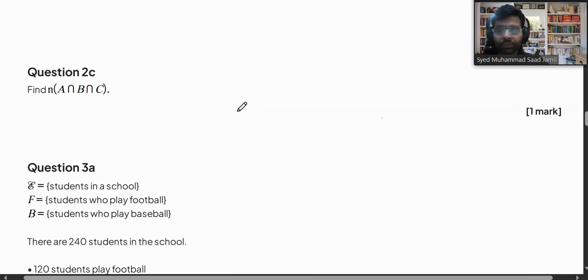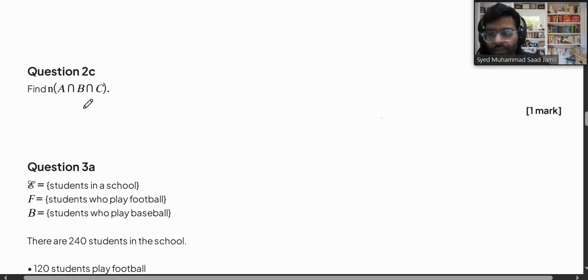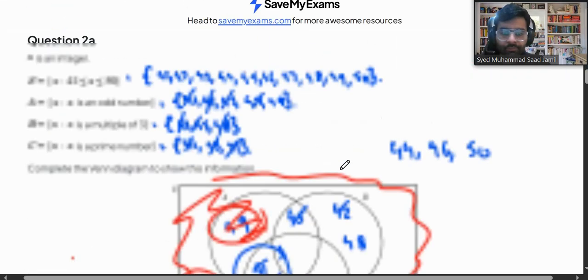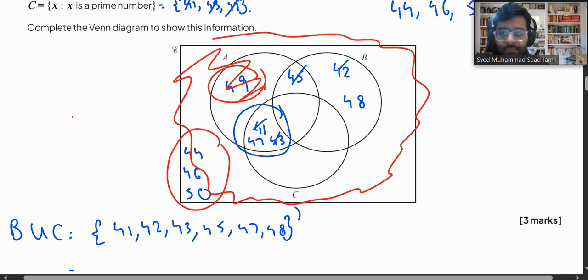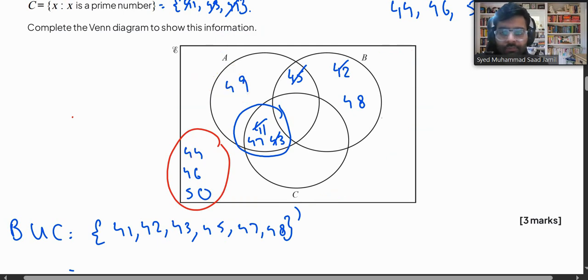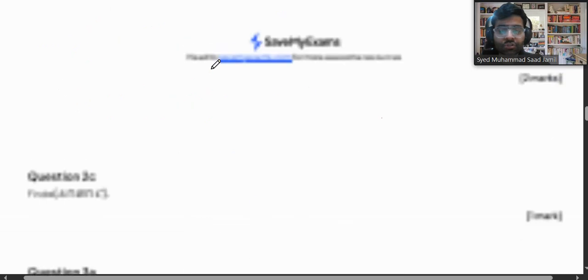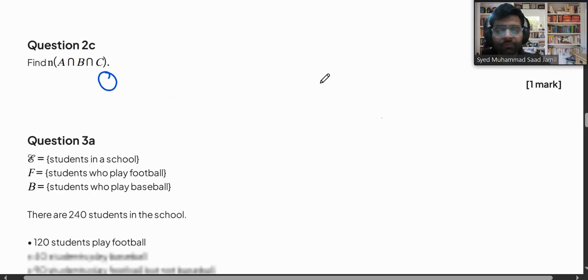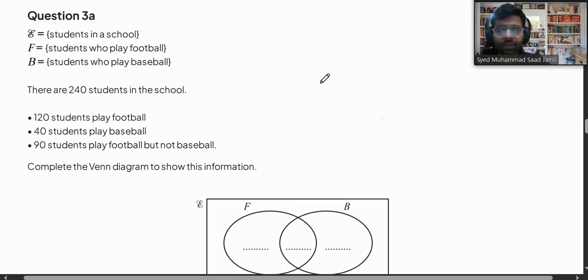Moving on to our next question, it says find n of A intersection B intersection C. So if we go up to the diagram, let me erase this. If you look at the diagram, there is no intersection for A, B and C. It means 0. So the value of n is going to be 0. So if you have made a diagram, it eases out your life.